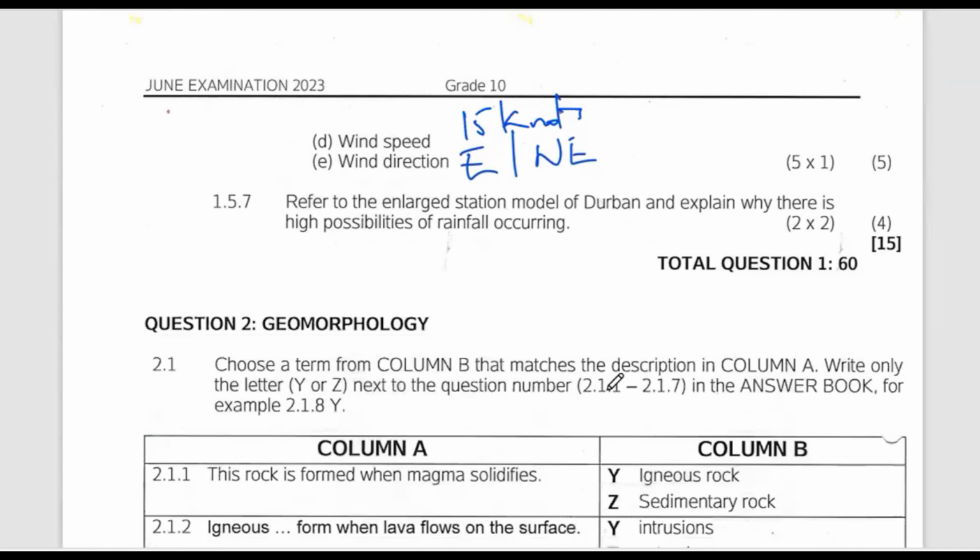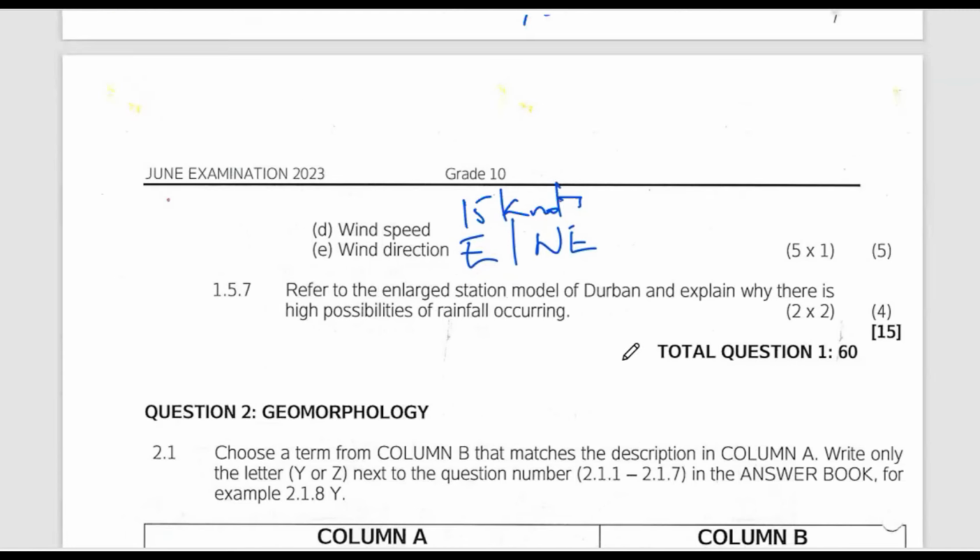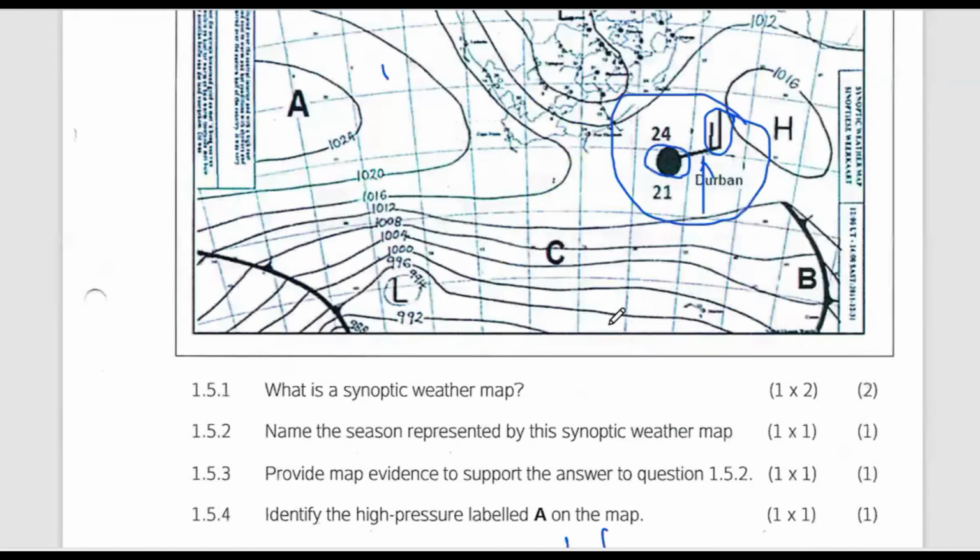Right. Then refer to the enlarged station model of Durban and explain why there's high possibilities of rainfall occurring. Why is it likely that we can have rainfall occurring here at Durban?